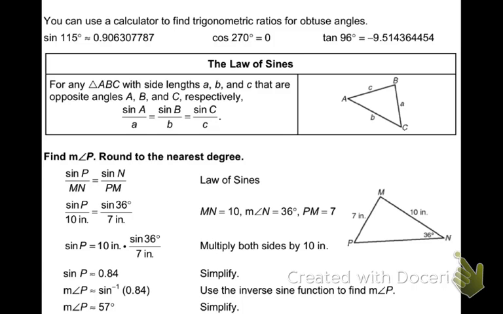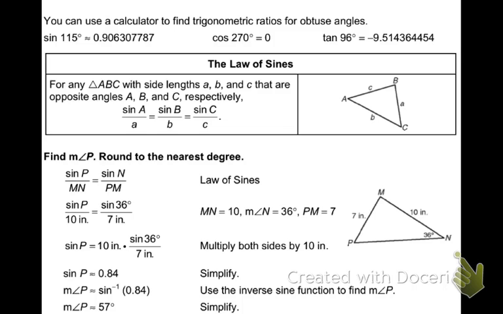You can use a calculator to find trigonometric ratios for obtuse angles. Obtuse angles are anything greater than 90 degrees. So if you type in your calculator sine of 115, you get approximately 0.906. Cosine of 270 is 0. Tangent of 960 is negative 9.514. And you can go on and on.